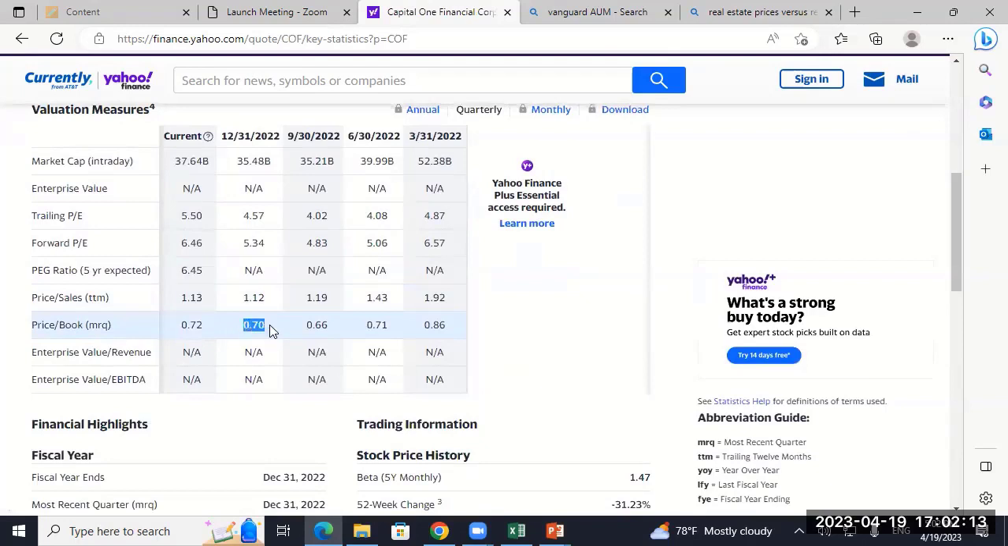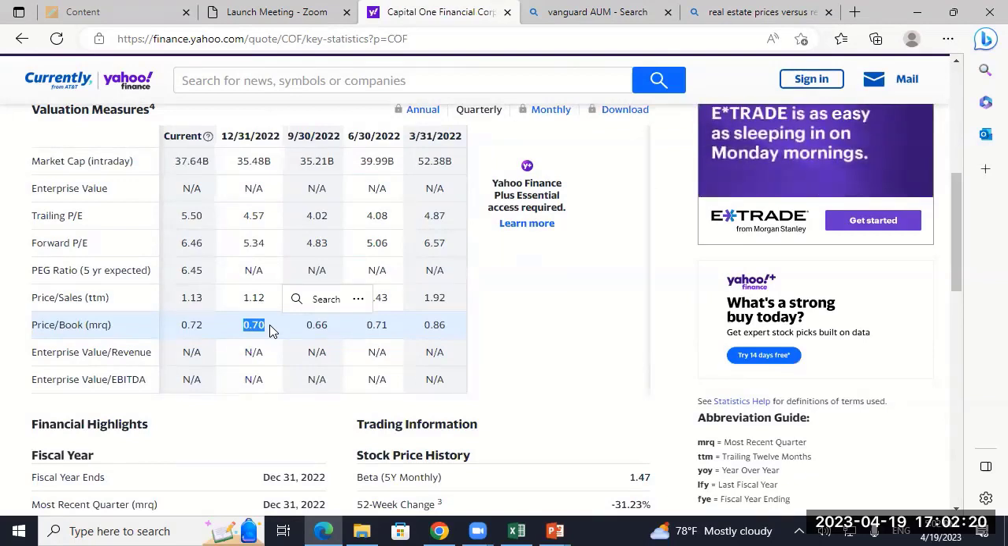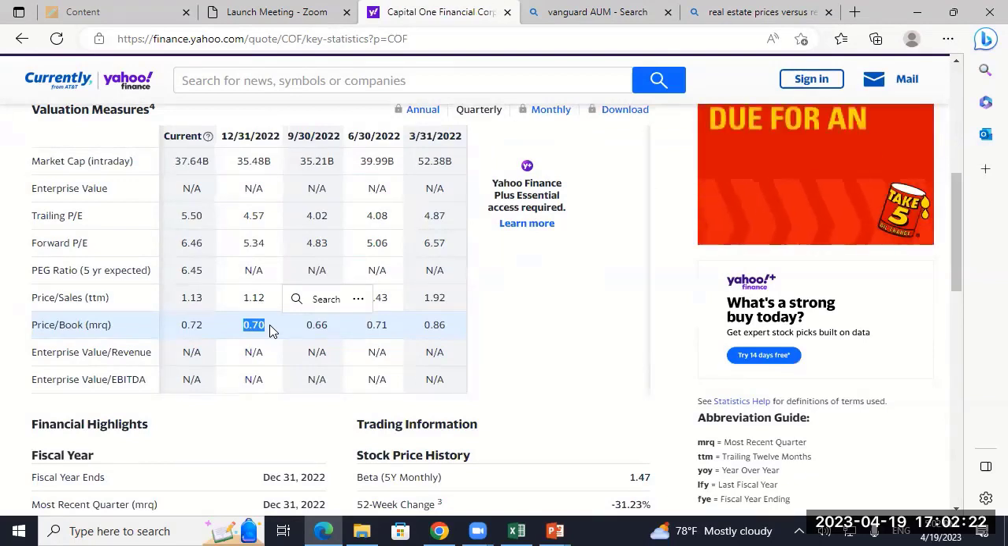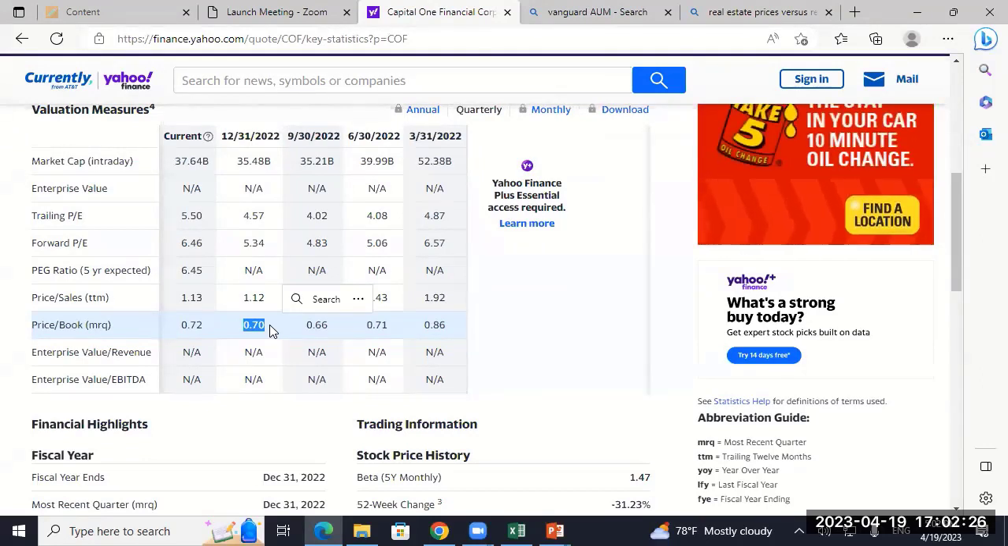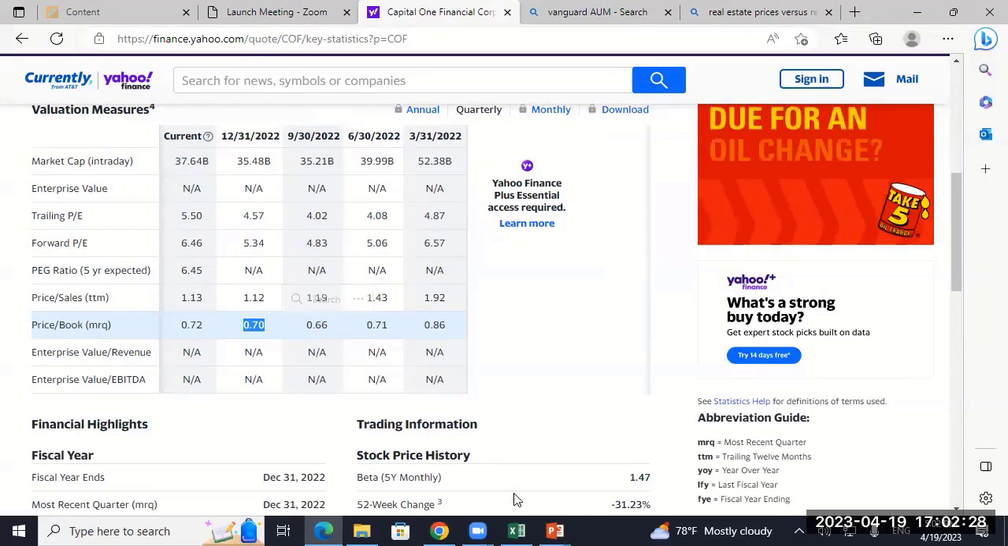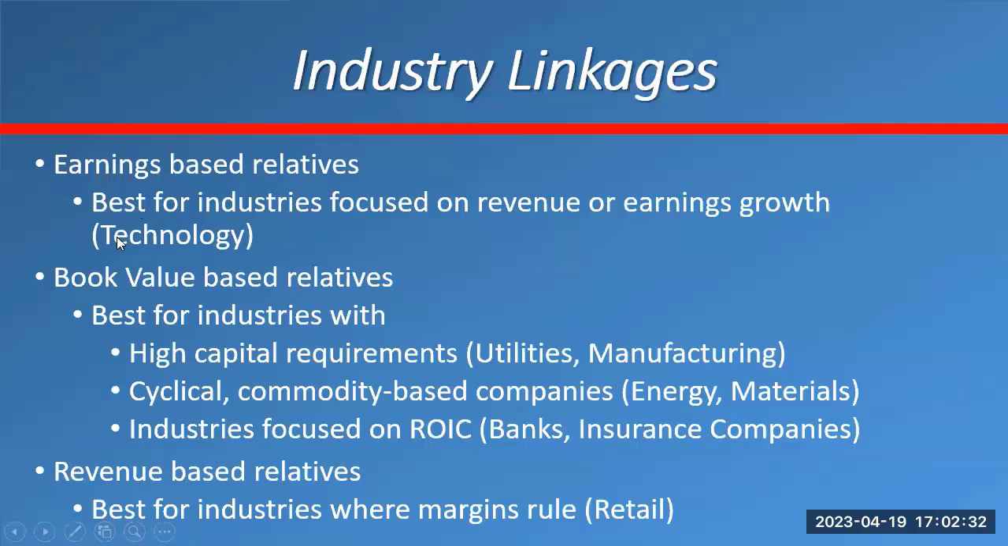They're trading below book value. USA would probably sell the bank closer to one because they've had some pretty bad stuff happen to them recently. But both banks are heavy, heavy credit card banks, so USA would probably come in the same neighborhood. So yeah, price to book is very, very common, almost exclusively used for banks and insurance companies.